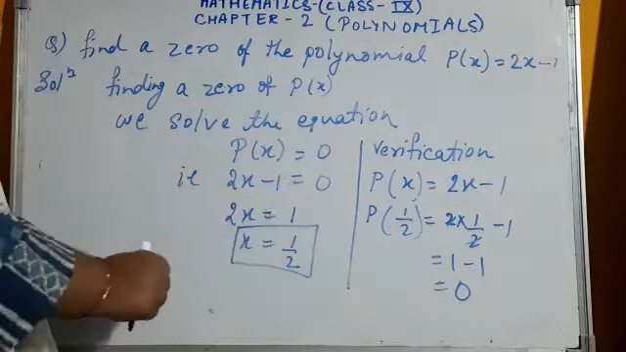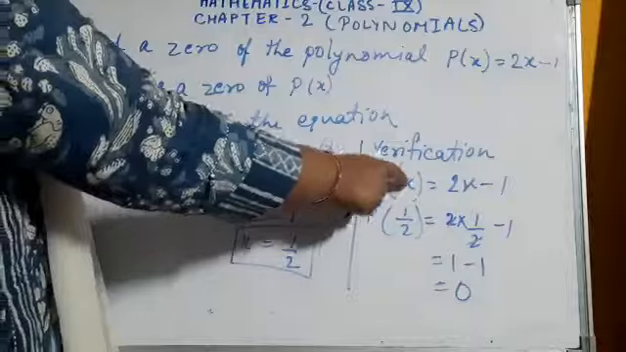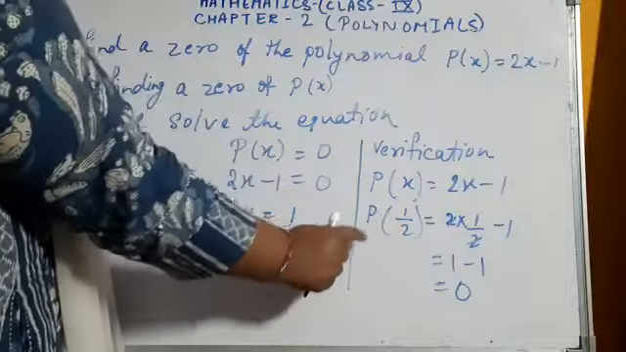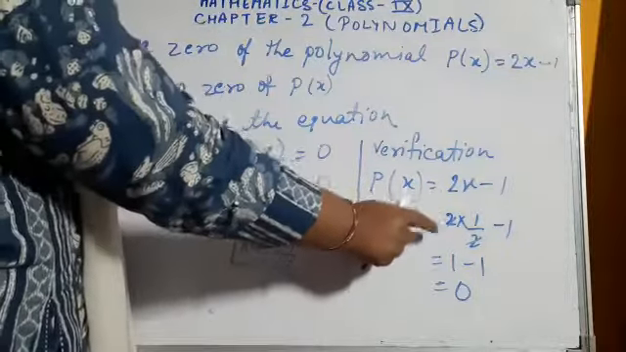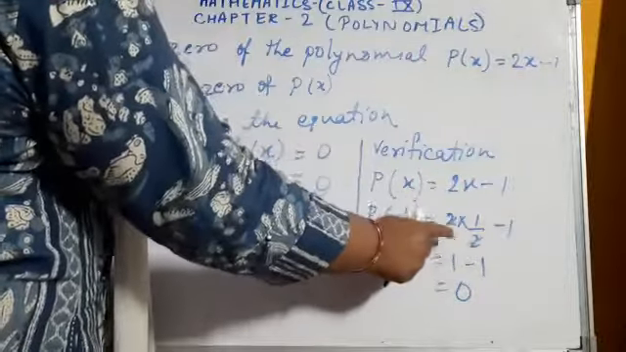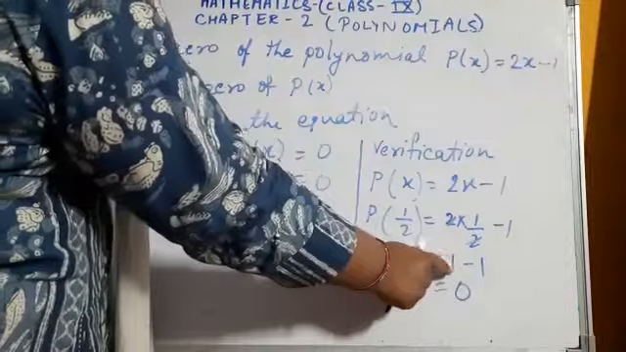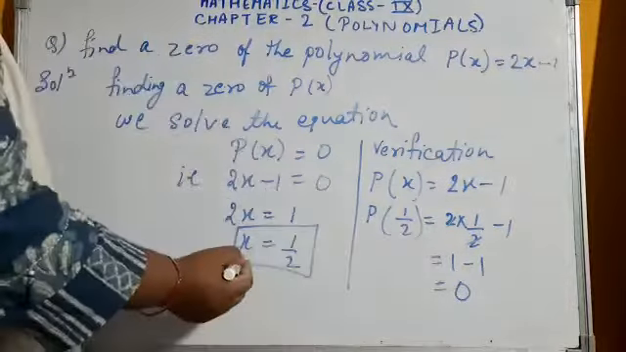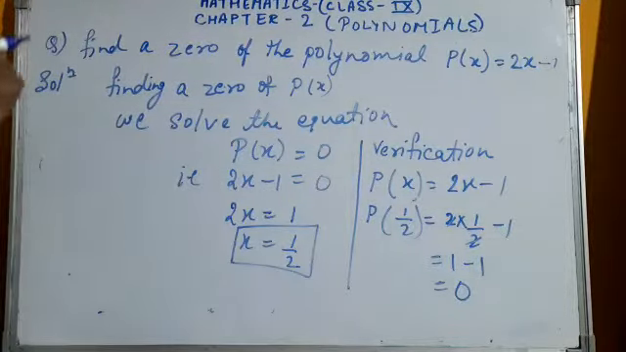Now we will verify this. If in place of x in p(x), we put half, that is p of 1 by 2, we will have 2 into 1 by 2 in place of x, minus 1. You can see 2 into 1 by 2 is 1. 1 minus 1 is 0. Hence x is equal to 1 by 2 is the 0 of the polynomial.